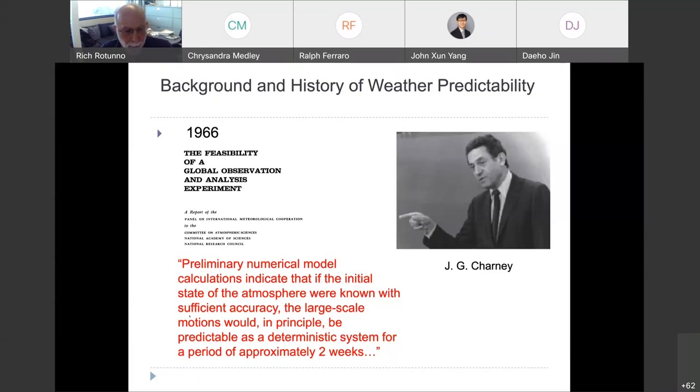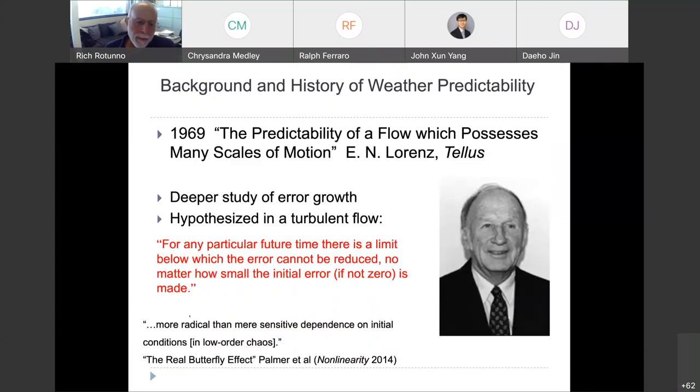Now, as far as I could tell from reading the report, the preliminary numerical calculations were basically experience based on the previous 10 years of progress, and then extrapolating into the near future. A deeper study of how initial condition error amplifies in a turbulent flow, which one could argue is the atmosphere. Ed Lorenz in 1969 hypothesized that in a turbulent flow, for any particular future time, there's a limit below which the error cannot be reduced, no matter how small the initial error, if not zero, is made.